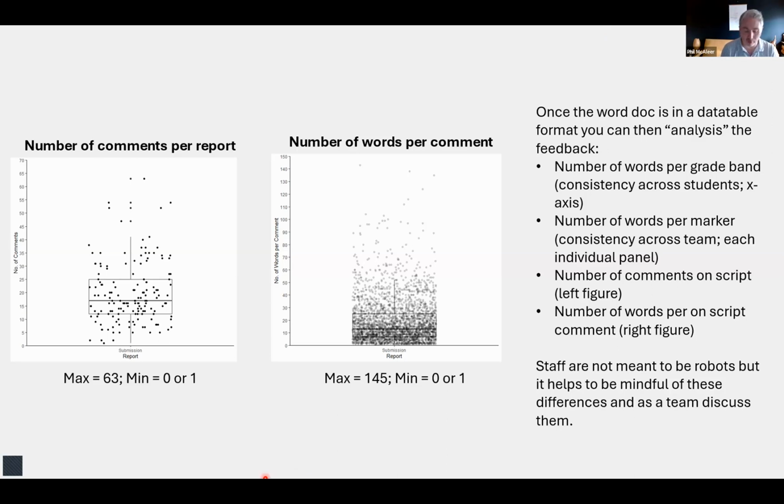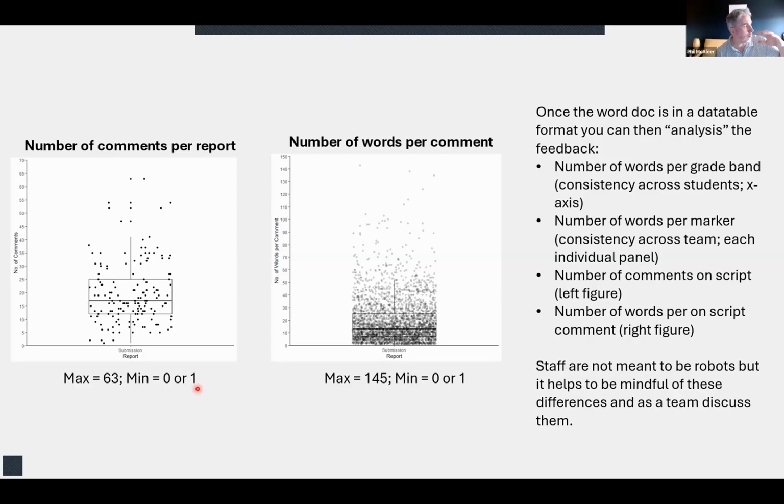The one on the left, this all comes from a lab report assignment, and it's about 150 students across 15 different markers. And what we've just done is a very simple extract of all the number of comments per report and all the number of words per comment within those reports, and done a comparison to see how it would look for different students. Number of comments per report we found ranged from 0, where the marker didn't give any comments on the report, to a minimum of 1.